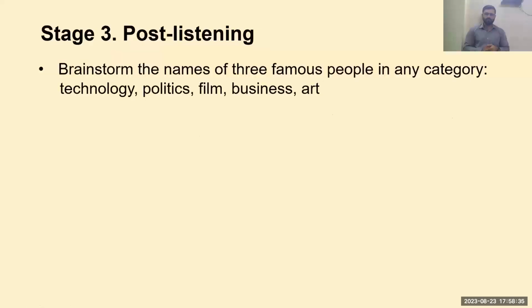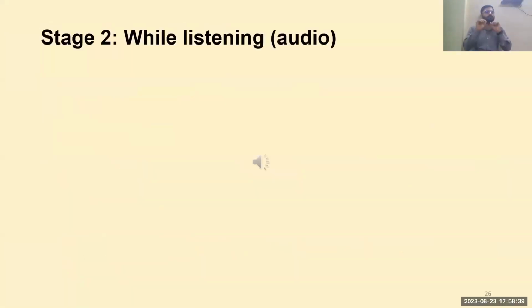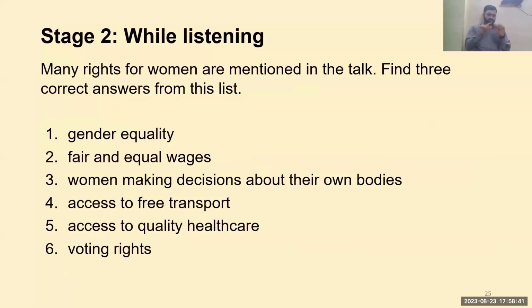I posted them in the chat box, Meena. Okay, so maybe I'll just scroll back so that they can refer to this. So we have gender equality, women making decisions about their own bodies, and then voting rights. I can't see too many people identifying voting rights. They're saying equal rights. I think they meant voting rights.